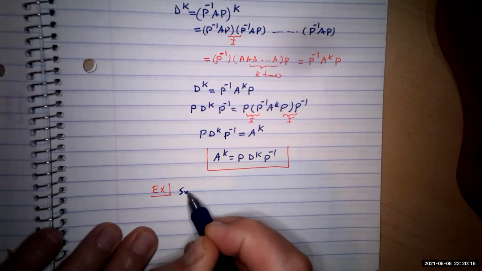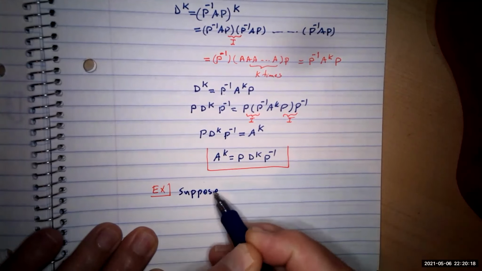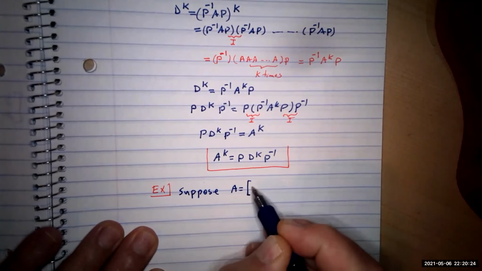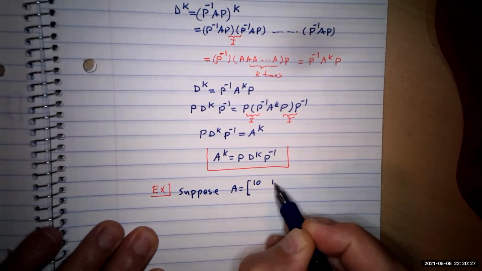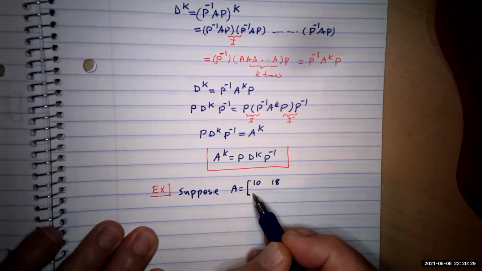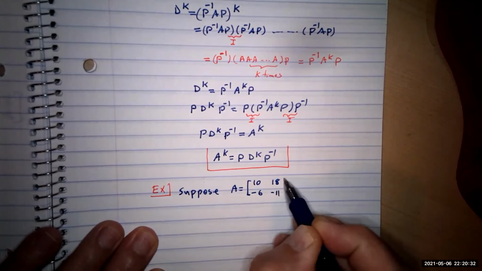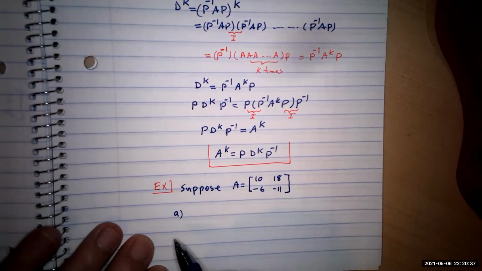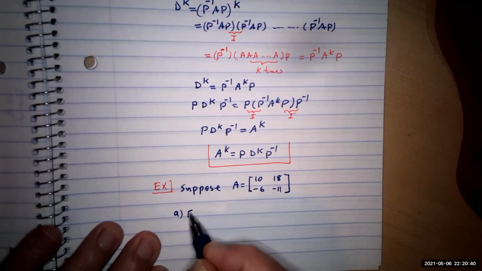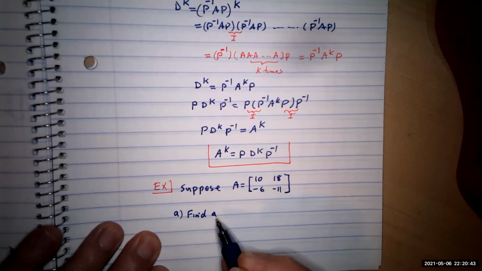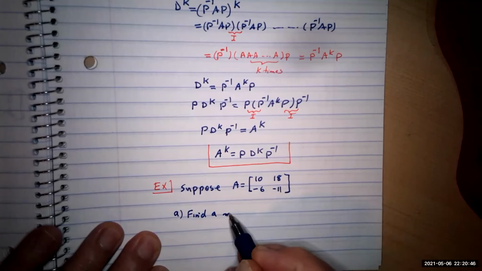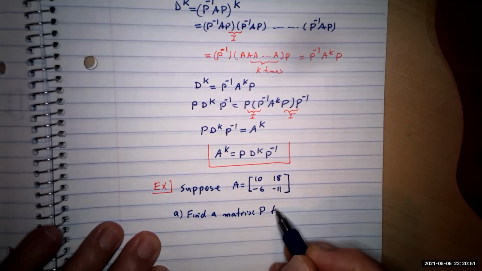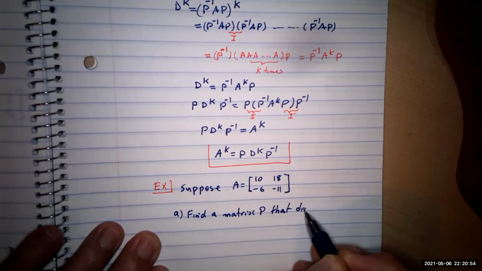So they give you a matrix. Suppose the matrix A is given. This is going to be A, with the entries 10, 18, -6, and -11. This is given. Then they divide it into two parts. The first part is just diagonalization. They ask you to find a matrix P that diagonalizes it.